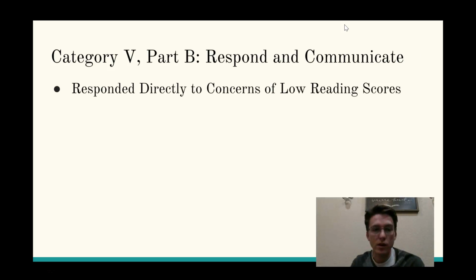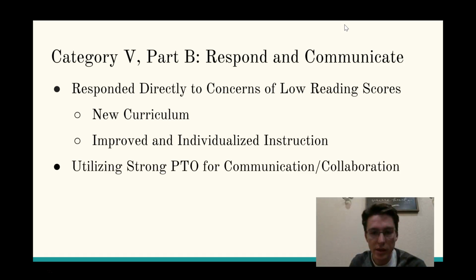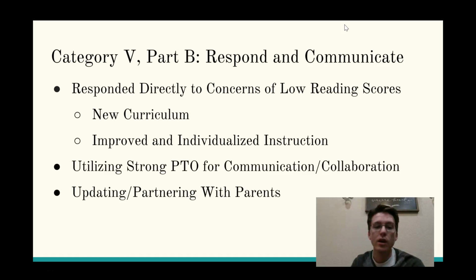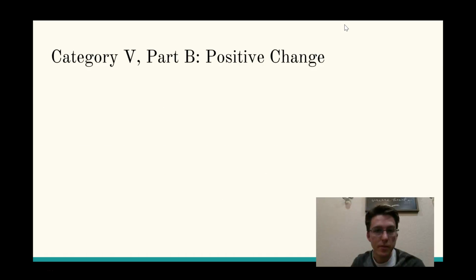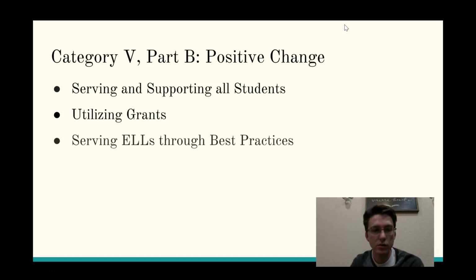Respond and communicate. So I responded directly to the concerns of the low reading scores through the new curriculum and improved, individualized instruction, utilizing a strong PTO for communication and collaboration, updating and partnering with parents, positive change. How did I do that? Serving and supporting all students. So that would happen through, again, I kind of already explained that, utilizing grants, so utilizing the policies and the resources that are around us in order to make change.